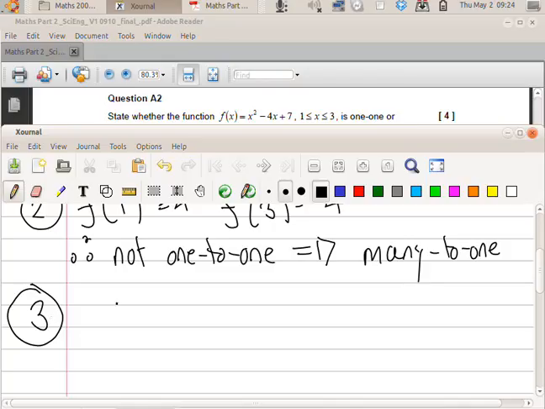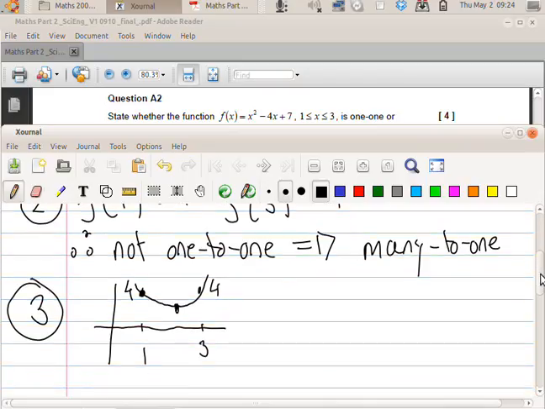Okay. Let me draw a very quick sketch here. We know when x is 1, what's y? 4. And when x is 3, y is 4. So maybe the curve is doing something like this. Let's find what the minimum is. How do you find the minimum? When the derivative is 0. What's the derivative here? 2x minus 4 equals 0, so x equals 2.